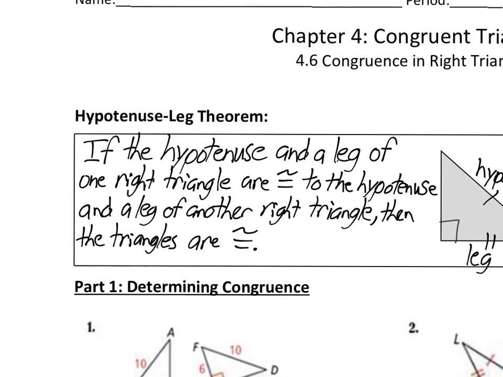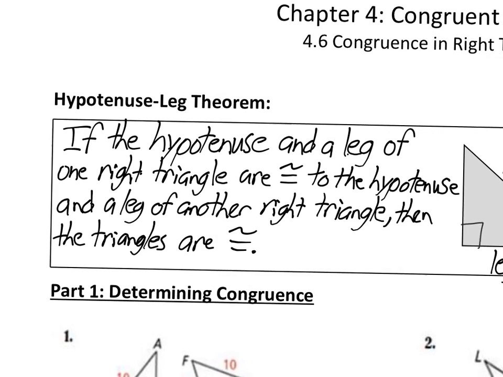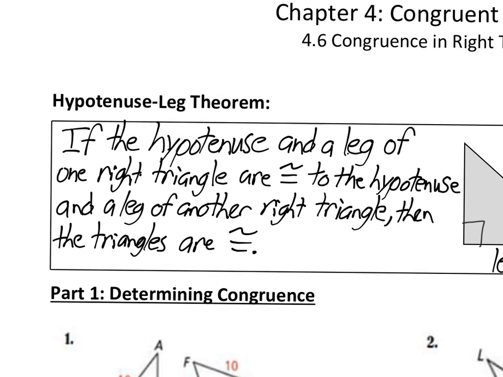Now, the hypotenuse-leg theorem says that if the hypotenuse and a leg of one right triangle are congruent to the hypotenuse and a leg of another right triangle, then the triangles are congruent. This is just a known fact. If you think about Pythagorean theorem, it makes sense. A squared plus b squared equals c squared. If I know a squared and c squared, and those are the same, then b squared also has to be the same. We're not going to write out a formal proof on that. Just believe me. If you want, we can write one later.